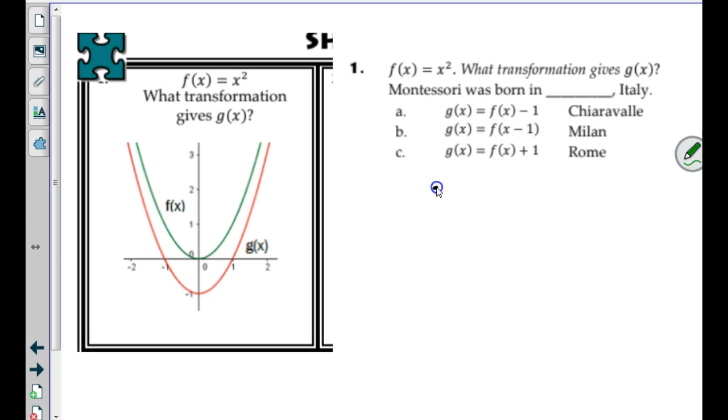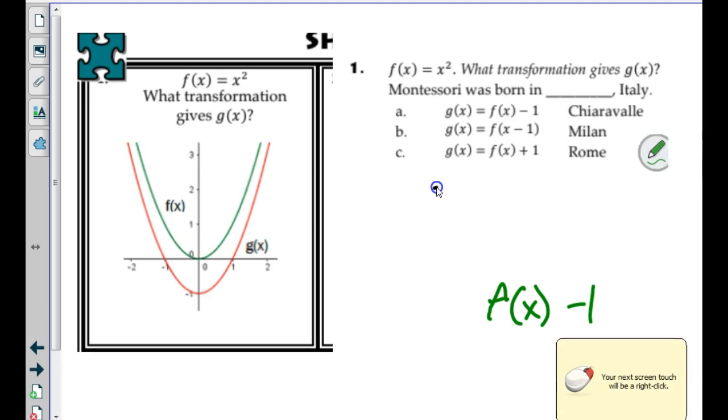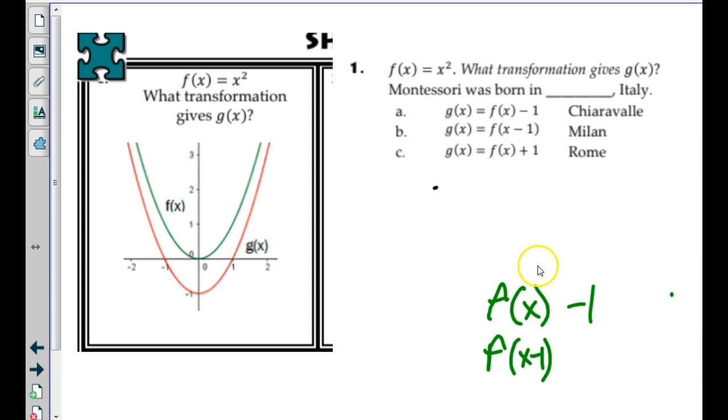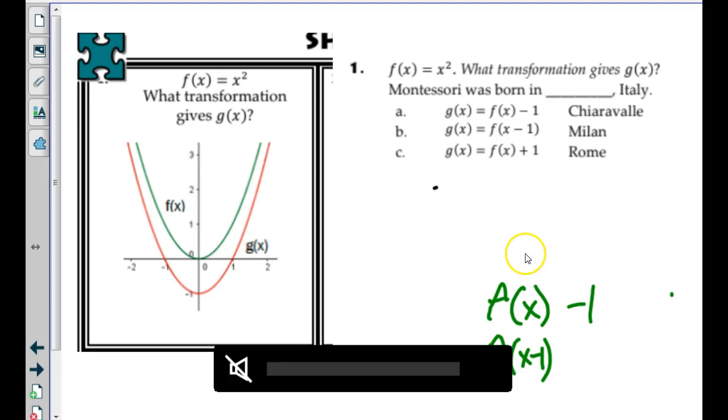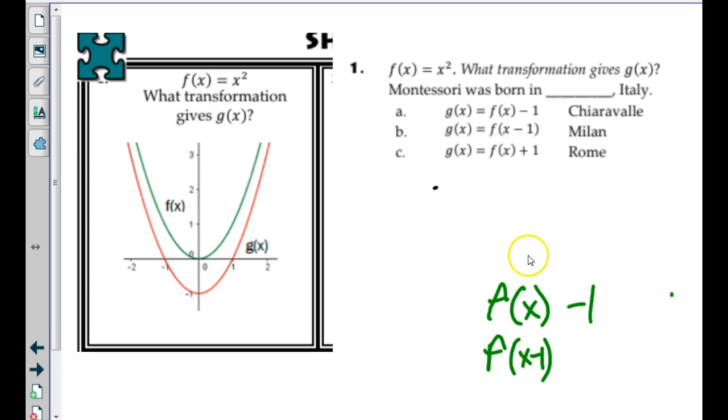Okay, I'm hearing a lot of different answers. So f of x minus 1, or f of x minus 1 are two different things. Which one does down 1? Yes, which is A. Guys, this is the y values minus 1, so it's moving it down, okay?